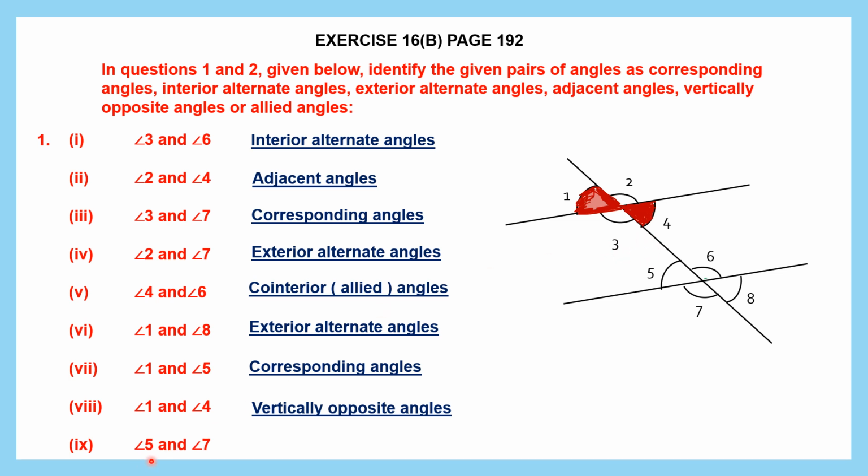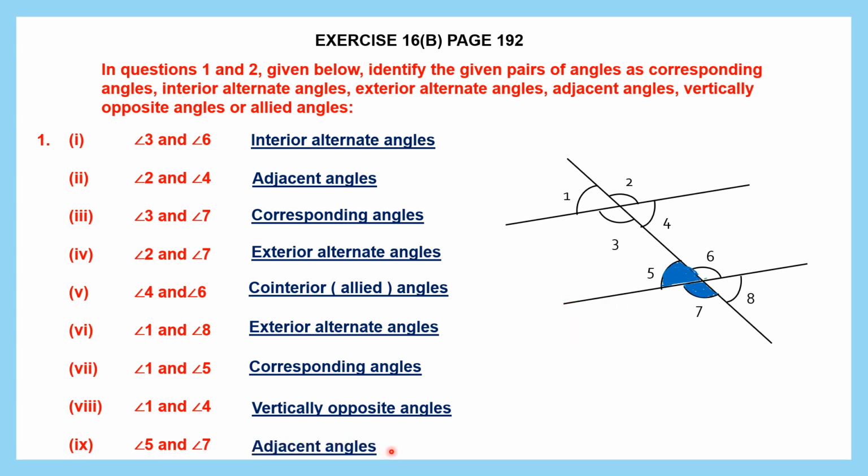And now the last pair is angle 5 and angle 7. If you look carefully, they are on the same straight line. They have one arm that's common to both the angles. They have a common vertex, and the other arms are on the opposite sides of the common arm. Such angles are called adjacent angles.